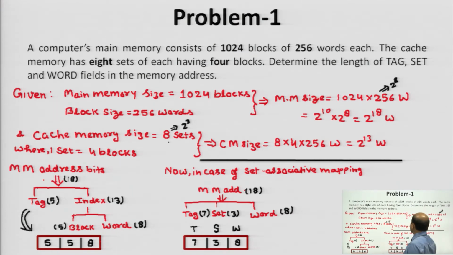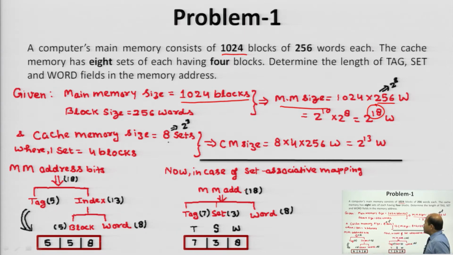A computer's main memory consists of 1024 blocks and 256 words in each. That means main memory size is given as 1024 blocks, where one block size is 256 words. So, this can be converted into number of words. What is main memory size in this case? Main memory size is 1024 multiplied by 2 to the power 8, or 256 words. So, that comes as 2 to the power 18. So, 18 bits can be used to address the main memory.